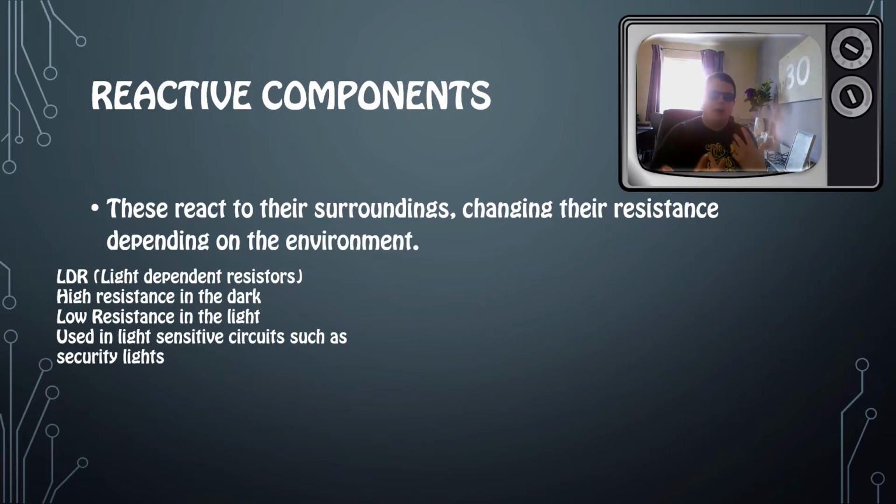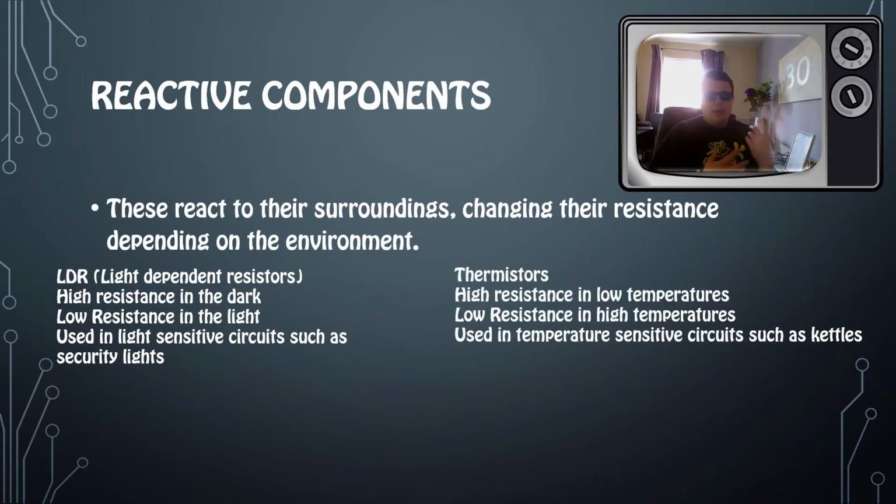So if you've got lights in your back garden that only come on at night, they will have in them an LDR, something that is sensitive to light, so that you can set it so that they only come on when it's dark enough. And the other one we need to know about are thermistors. Now these have high resistance when they're cold and low resistance when they're hot. So we can use them in temperature sensitive circuits. For example, something like a kettle might have a thermistor in it. We can use them as digital thermometers quite easily, and that's generally where they're used.